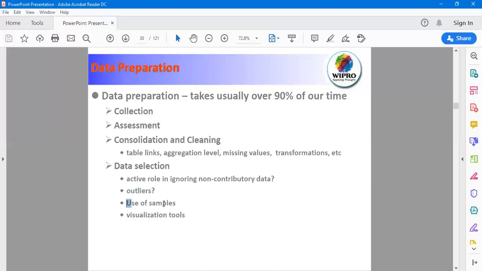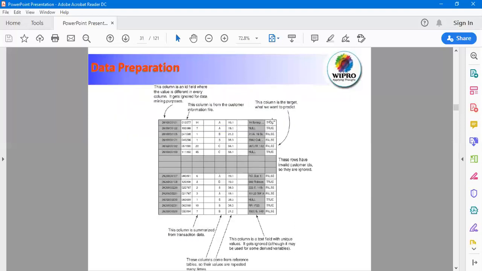Then you can use different types of samples. The more appropriate your samples are, the more appropriate your testing would be. And you can also use certain visualizing tools to reduce your data. So this is how you prepare your data in a tabular form. And then you will summarize it into columns, for example, if this is customer data. So you have this column from the customer information file. You have integrated it from the different resources and try to make it in a single format.